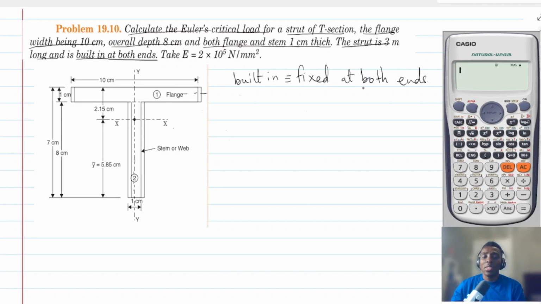Now before we even come to this side, we have to first of all calculate the area moment of inertia. As a matter of fact, this figure here is going to help us calculate the area moment of inertia before we can even think about the Euler load. So without wasting much time, let's first of all look at the area moment of inertia given this cross section.